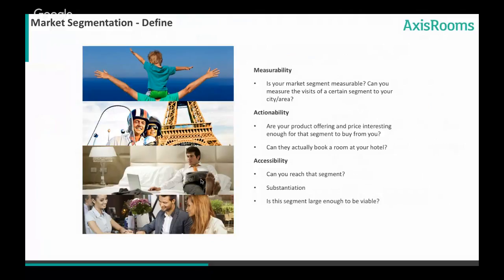Accessibility. Can you reach that segment? This is a very, very important question. Can you reach that segment? A lot of hotels tend to wish to achieve business that they just physically have no distribution platforms where they can go and actually achieve that business from. So if you have a particular desire for, I don't know, say an international market, which you can't directly impact on getting to your hotel, are you set up with the correct partner who can bring that business to you?